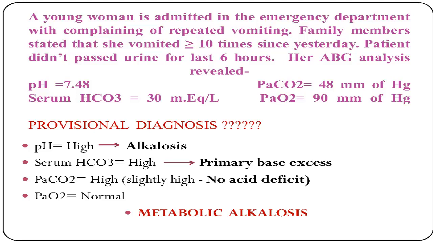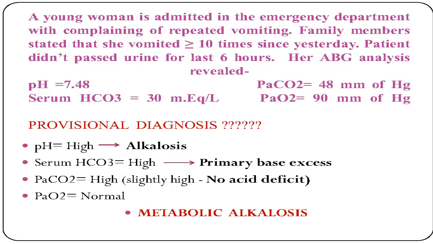Her ABG analysis revealed pH 7.48, partial pressure of carbon dioxide 48 mm of Hg, partial pressure of oxygen 90 mm of Hg, and the serum bicarbonate level is 30 milliequivalent per liter. What is the probable diagnosis here? Now again proceed in the stepwise manner. First look at the pH, it is high, so it is a case of alkalosis.